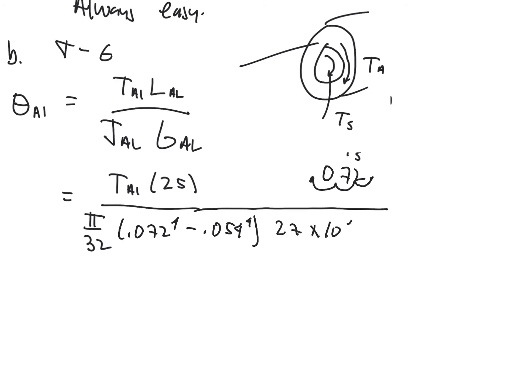GPA, remember, is 10 to the 9th. So KPA is 10 to the 3rd. M is mega, 10 to the 6th. GPA is 10 to the 9th. You need to know that. So make sure you've got that.